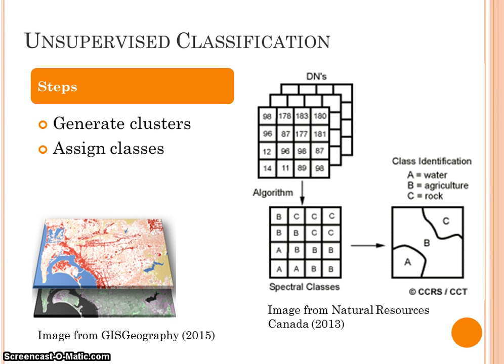As GIS Geography describes, quote, pixels are grouped based on the reflectance properties of pixels. These groupings are called clusters. The user identifies the number of clusters to generate and which bands to use. With this information, the image classification software generates clusters. There are different image clustering algorithms, such as k-means and isodata. End quote.